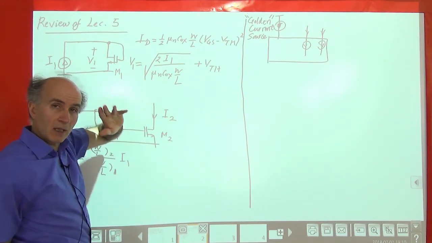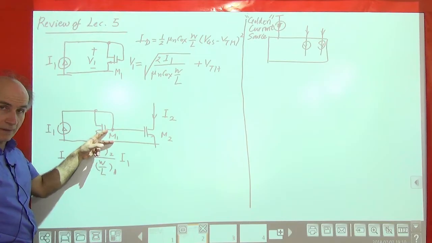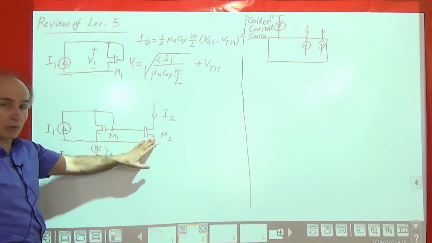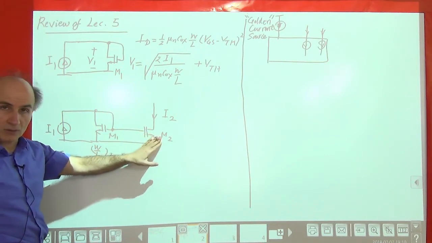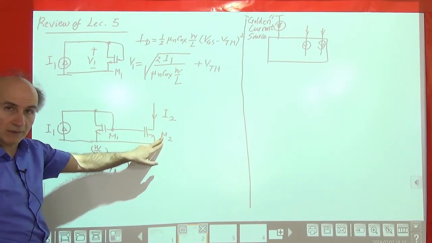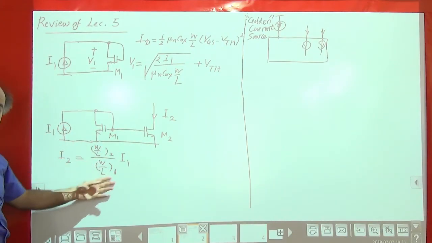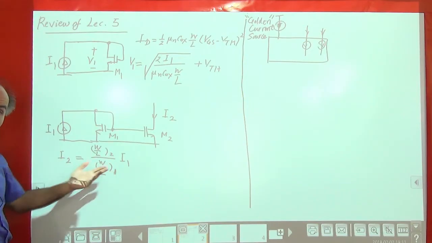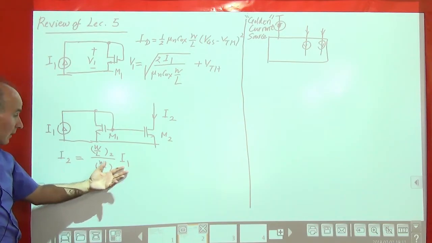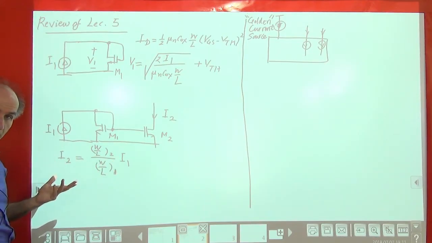But then we said, okay, let's go one step further and try to take this VGS that this device has generated from this current and give it to another transistor, assuming that that transistor also is in saturation. So then we went ahead and found the current flowing through this device, and we saw that that current and this current are related by a nice simple ratio. So if I1 is a good constant supply and temperature independent current source, then so is I2. And that was the basic idea behind the current mirror.